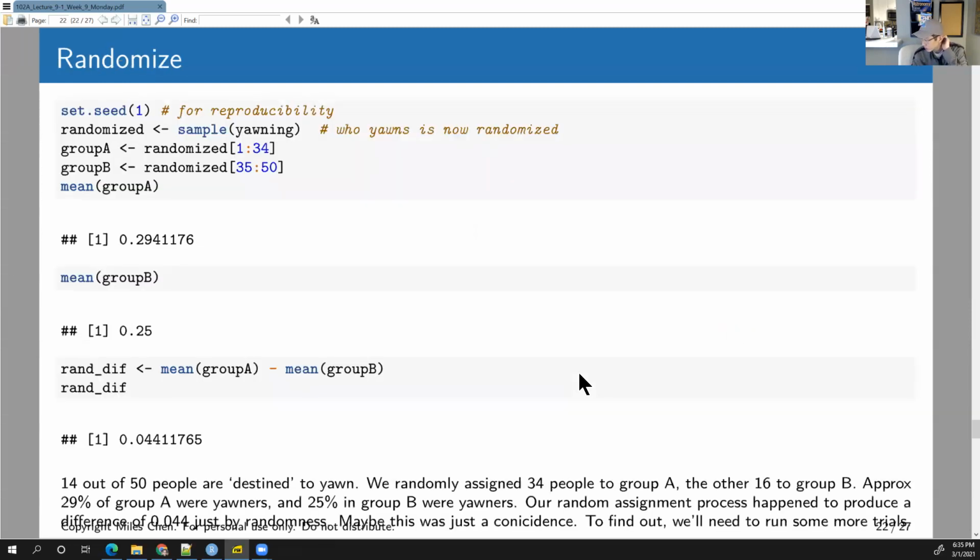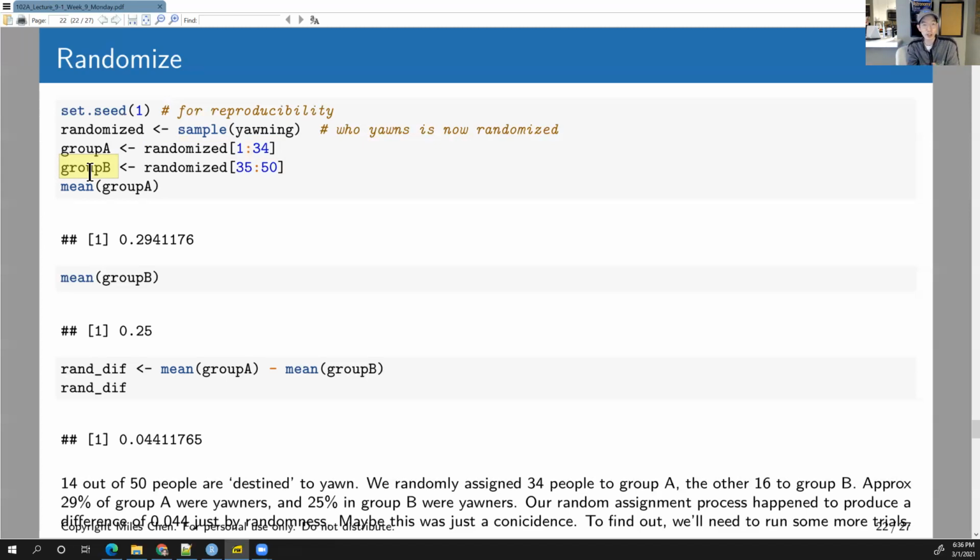And so here is one possible outcome. I do set seed 1, and I take that vector of 50 values and do sample, so it's all shuffled up. Now, after shuffling it, we put 34 into one pile and call that group A, and we put 16 into group B. So basically, I had 50 people. We're going to say 14 of these people are destined to yawn, and we mix them up and put some into group A and some into group B.